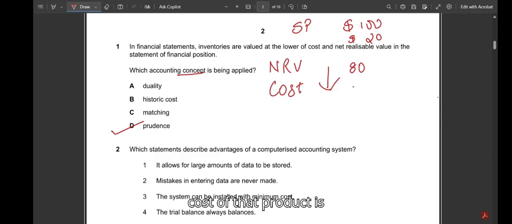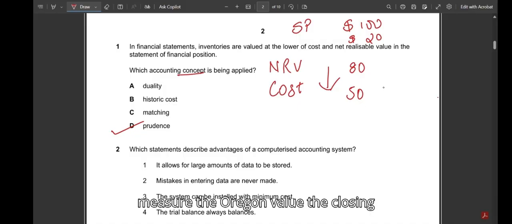And suppose the cost of that product is 50. So you have to measure, or value, the closing inventory at $50. Why? Because 50 is lesser than 80. Hence, we do this because of the concept called prudence. So that is the reason prudence is the right answer.